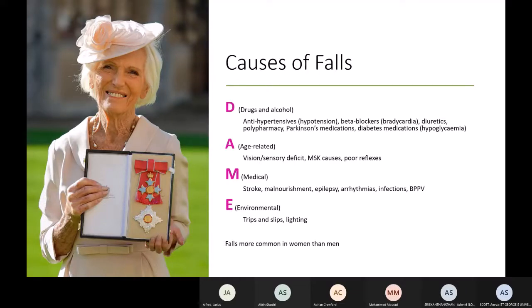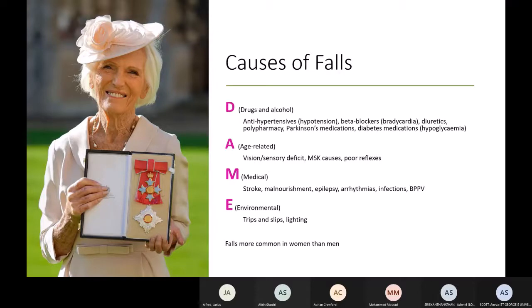And then A stands for age-related causes. So if they've got visual problems, which is more common in elderly, MSK causes, so are they just quite weak? And do they have poor reflexes, so are they just less able to steady themselves if they trip?